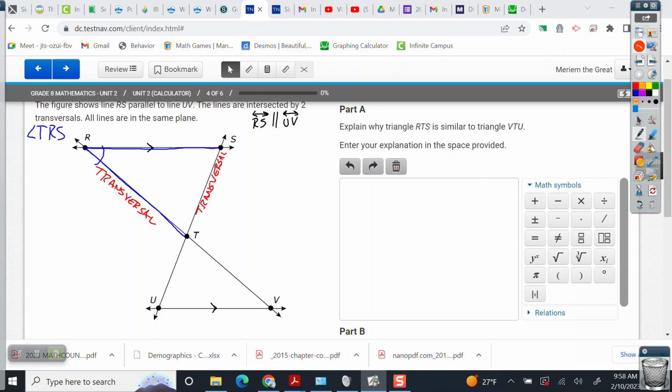So when we label angles, the central angle, the angle at the vertex where the two lines come together, has to be in the middle. So I could have also called this angle SRT. It would be the same angle. The R has to be in the middle. So angle SRT, or TRS, has a special relationship with angle TVU.